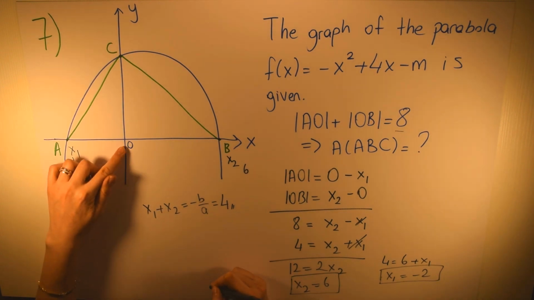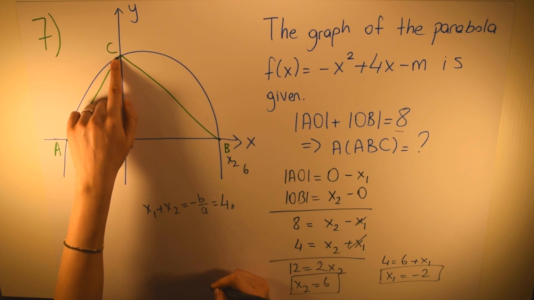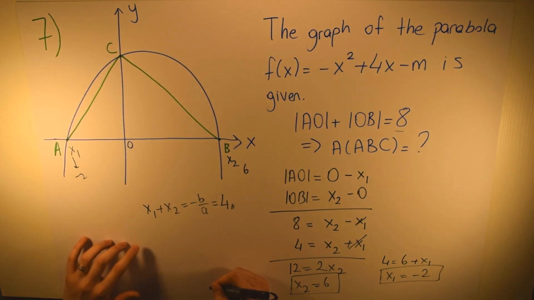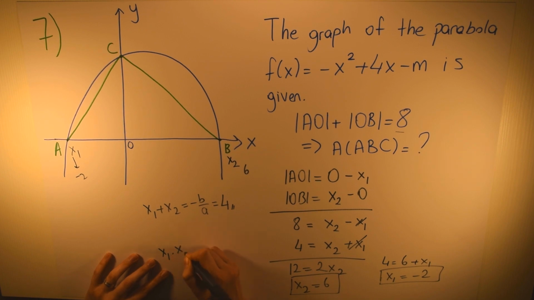So when x is equal to 0, what's the value of y? Let's find this one. So how can we find this? We know that x1 times x2 is equal to c over a, right? Why do I use this formula?